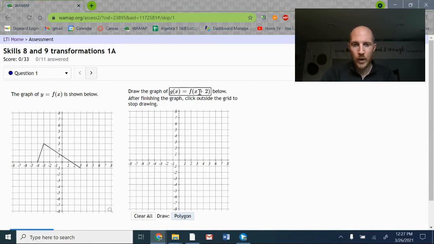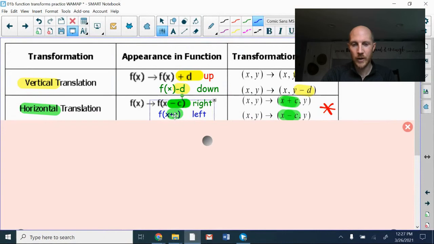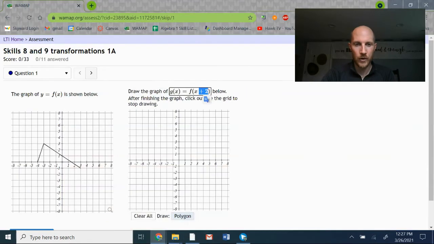Okay, so inside the parentheses, we got plus 2. Plus 2 on the inside is just like right here on our notes page. Plus some number c is going to move the graph to the left. If I wanted to think about what's going to actually happen to the coordinates, I'm going to take the original coordinate and subtract that c number out of the function notation.